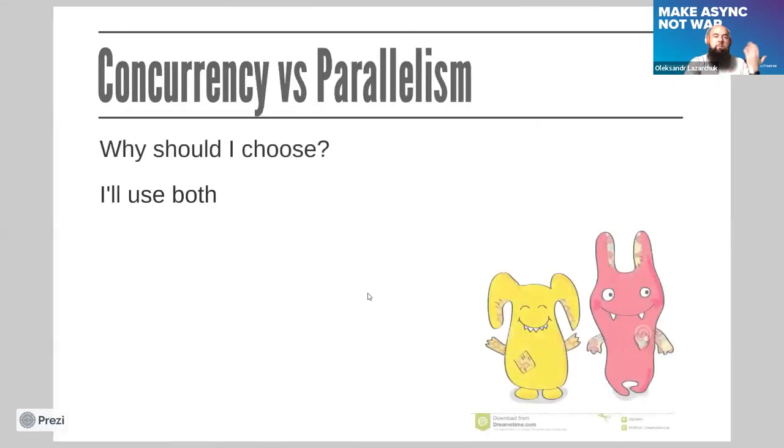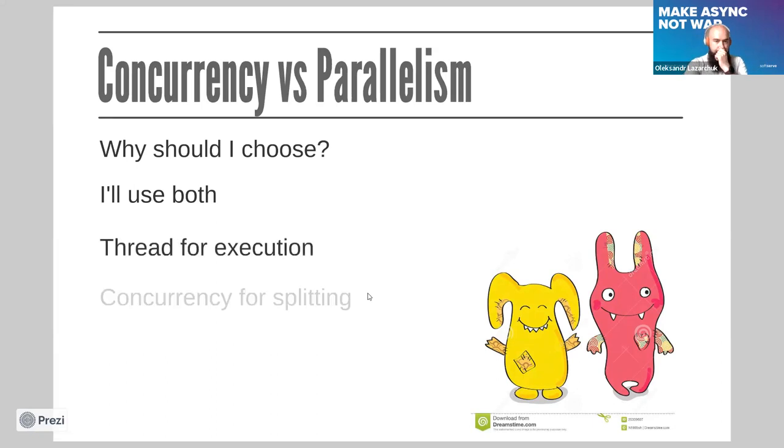Concurrency versus parallelism. What should I choose? Will we use both? I already told this. This is how it looks in my imagination. So that's fine: threads for execution and concurrency for splitting, so that's fine.